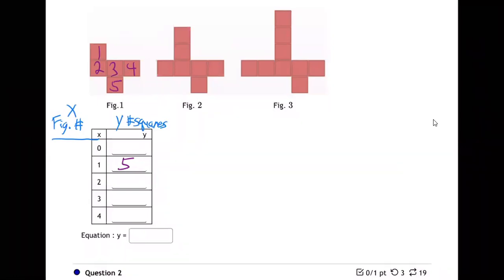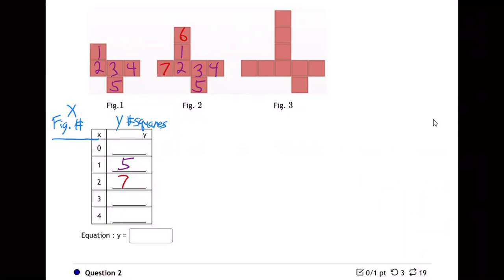Okay, let's go to figure number 2. I'm going to try to write the same numbers in the same spots just so you can see things as easily as possible. So there's the same 5, and then they have 6 and 7, don't they? See how in figure number 2, they've just added on those 2 extra squares. So that's 7 squares.